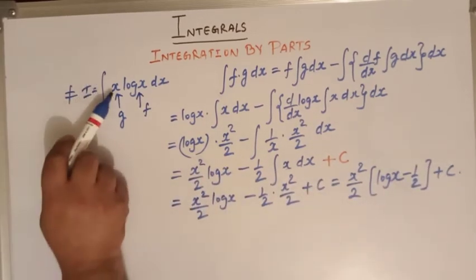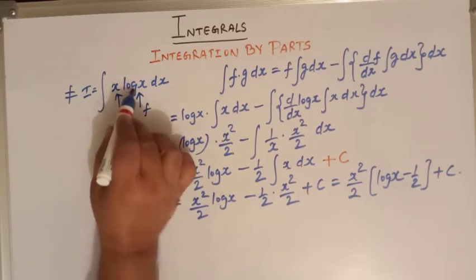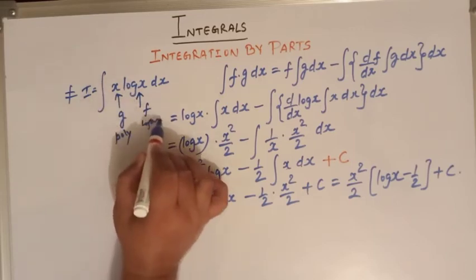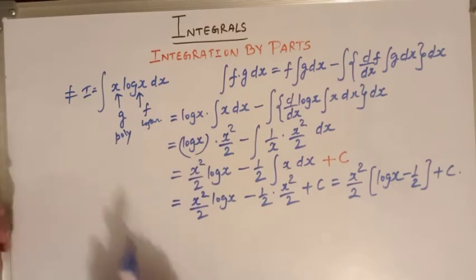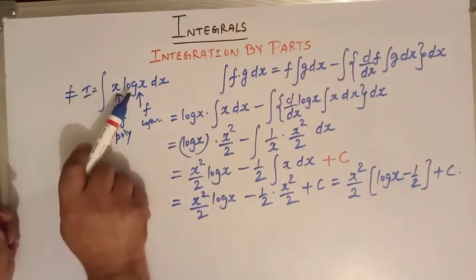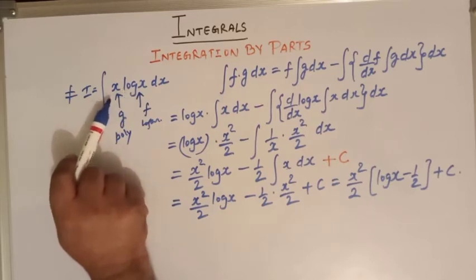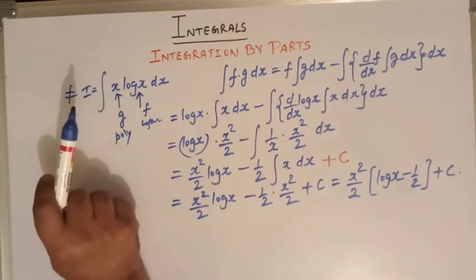So here we have this polynomial function and this is the logarithmic function, and when we have a combination of polynomial and logarithmic function, then the logarithmic function should be treated as the first function and the polynomial function as the second function.